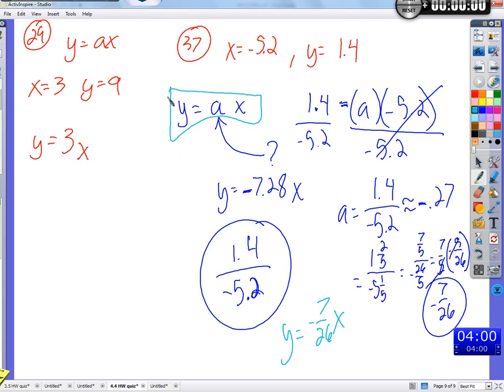If x and y vary directly, or they're related by direct variation, or however they word it, we know that we have to be able to write y equals a times x. So if we want to write the equation, we've got to find a. So we could just fill in x, fill in y, and then divide y by x and find out what a is.